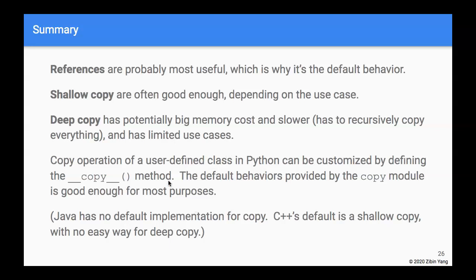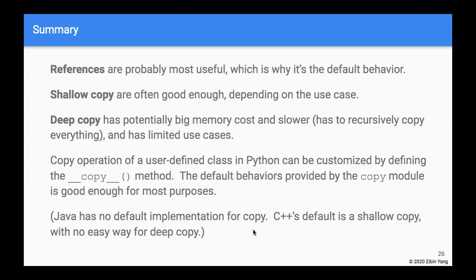Now, another thing I want to mention is that everything in Python is customizable. So if you're not happy with what copy.copy or copy.deepcopy provides, you can override its behavior by defining a dunder copy method for a user-defined type. I've never had to do that myself, because the behavior provided by the copy module is good enough for most of the things I can think of. But in case you need to do something different, it's possible.